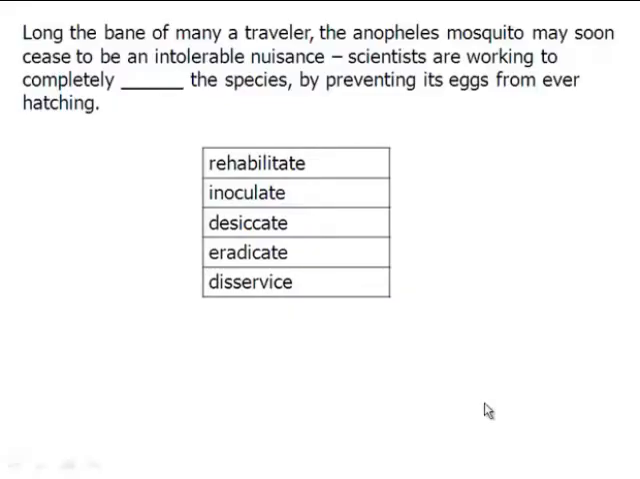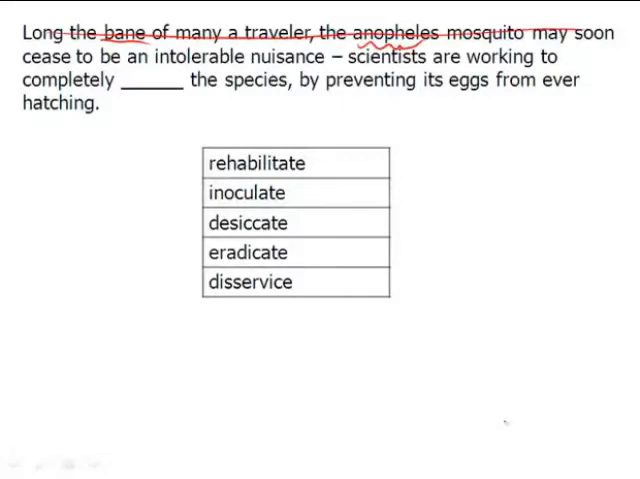The bane of many a traveler, the Anopheles mosquito may soon cease to be an intolerable nuisance. Scientists are working to completely blank the species by preventing its eggs from ever hatching. Now, in a sentence like this, you may get hung up on certain words such as, ooh, bane. What's that mean again? And how do you pronounce this word? But why did you just get rid of it?